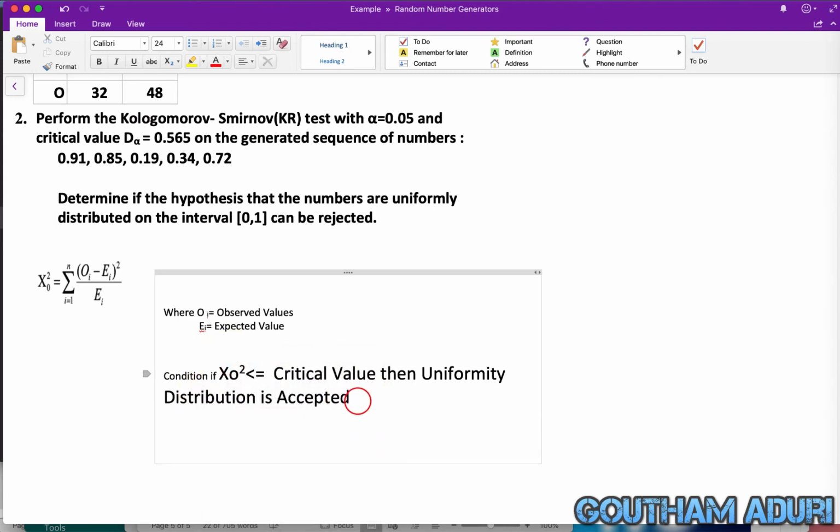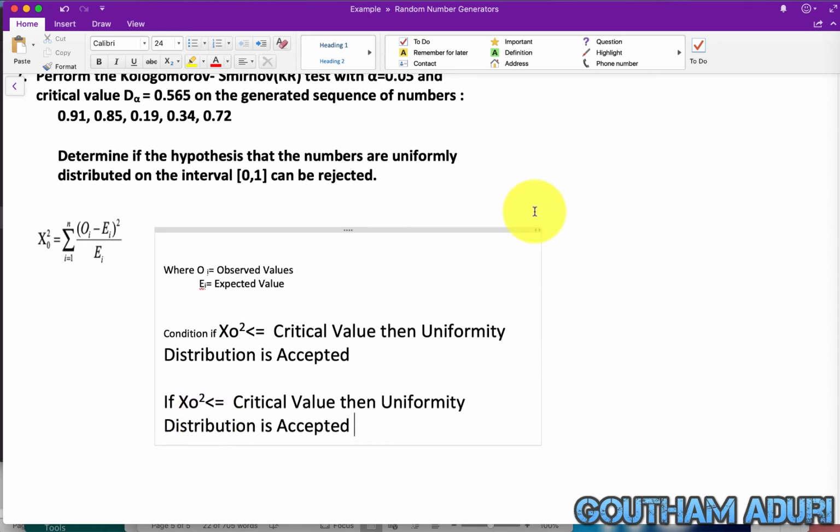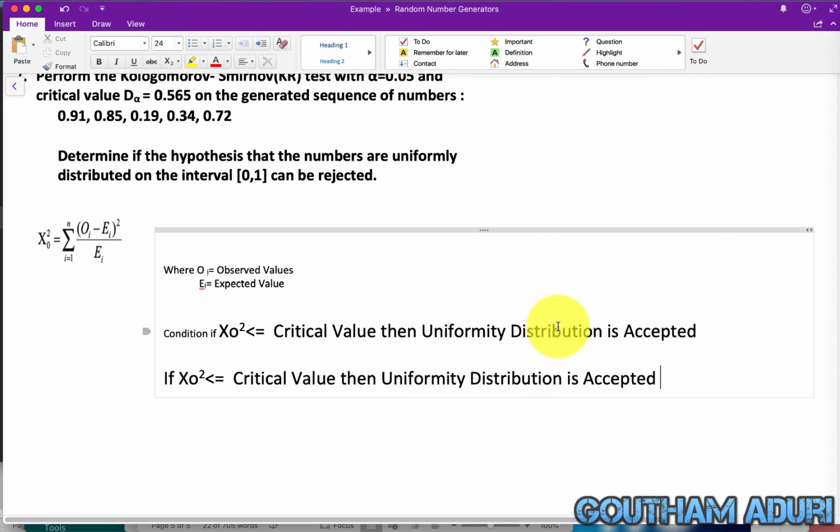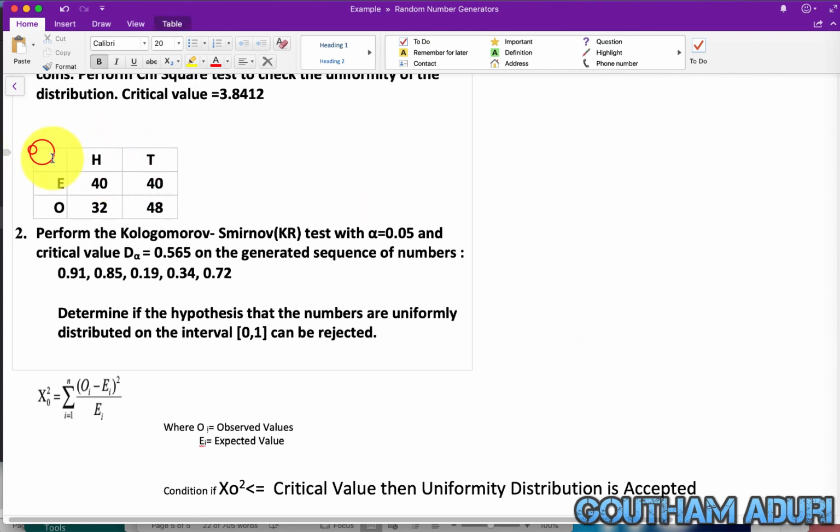If it is greater, then the uniformity distribution is rejected. So these are the conditions. I will just get this table, it will be easy.